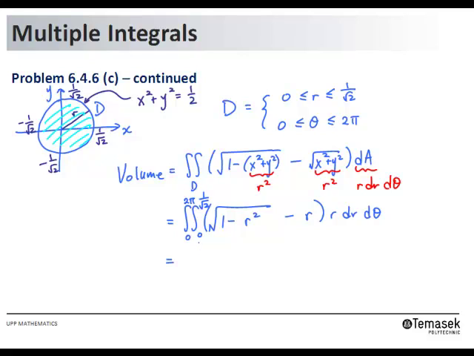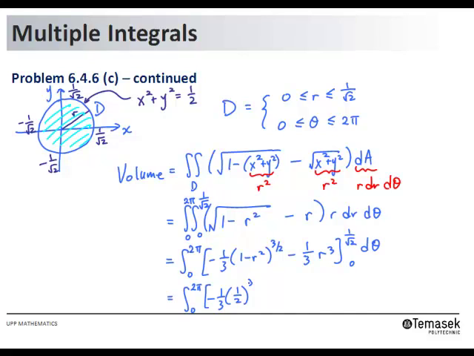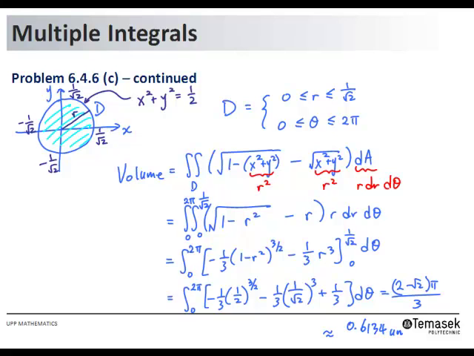Integrating with respect to r, we get this. Simplifying, we get (2 minus square root 2) pi over 3, which is approximately 0.6134 units cubed.